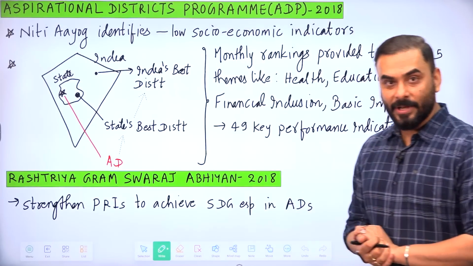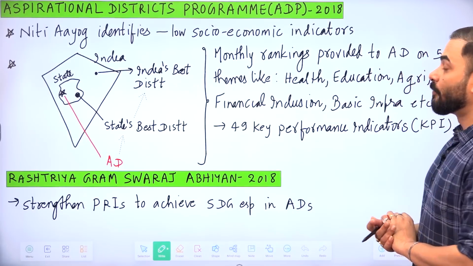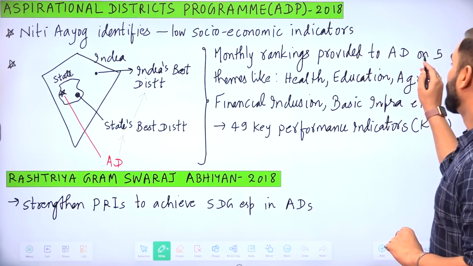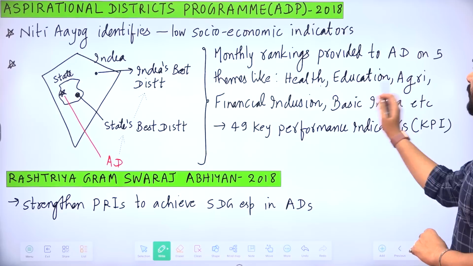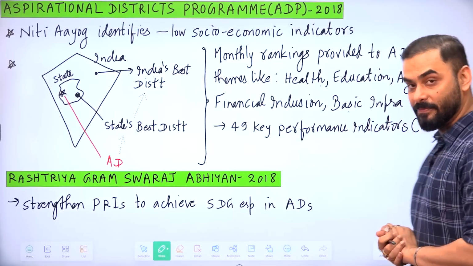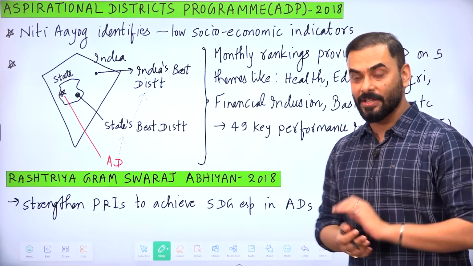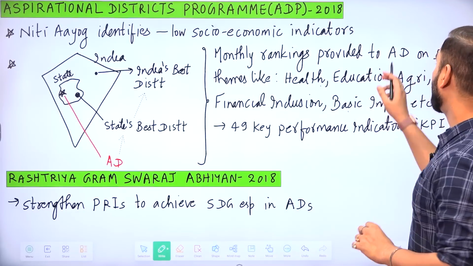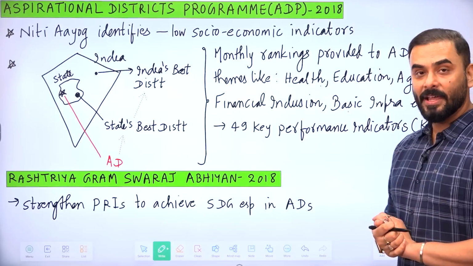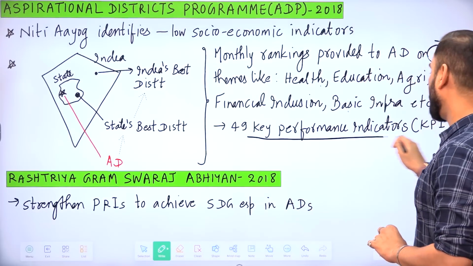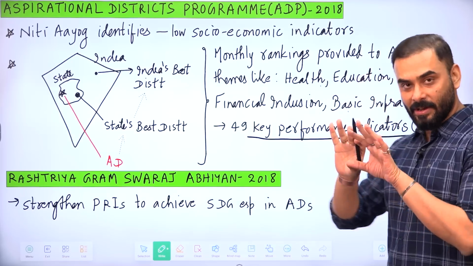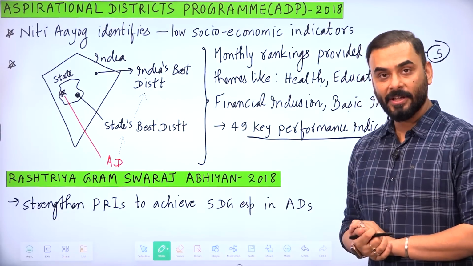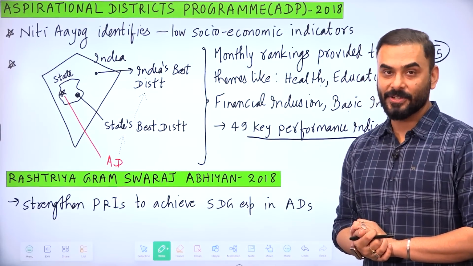And when these things are happening, Niti Aayog tries to provide ranking, monthly ranking to these aspirational districts in terms of 5 indicators like health, education, agriculture, financial inclusion, and basic infrastructure, just to know in which direction they are moving. These 5 themes are divided into 49 key performance indicators. So inside these 5 themes, there are 49 performance indicators which will tell us what is the current level of performance of these aspirational districts.